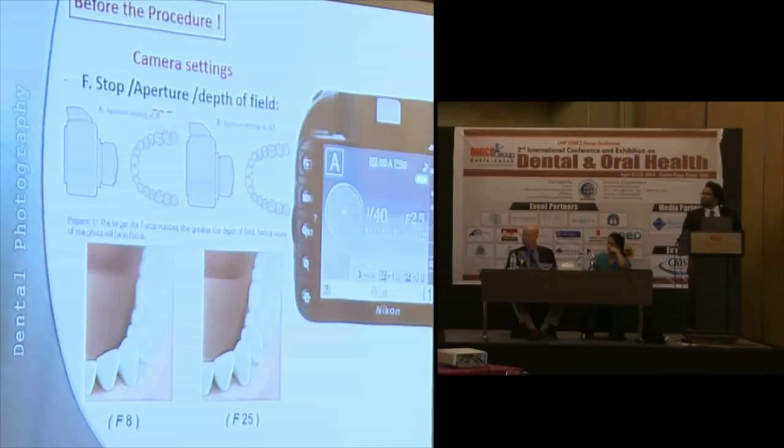Okay, then we come to something called the f-stop, which is really important. The f-stop is located here. We need to put it on a high number, more than 20. Usually the standard is 25. Why? Because if you put it on a low number like f8 here, you can see that the focus is just on the anterior teeth, and the posterior teeth are out of focus because of the small f-stop number. But if you put it on a large number like 25, you will have all the teeth in focus.